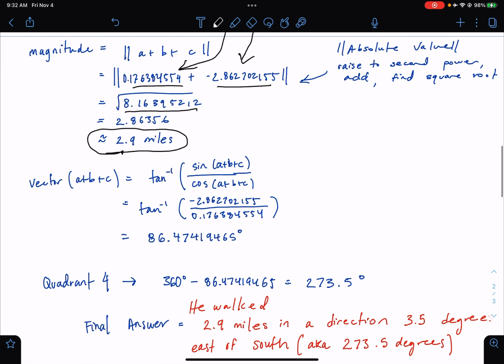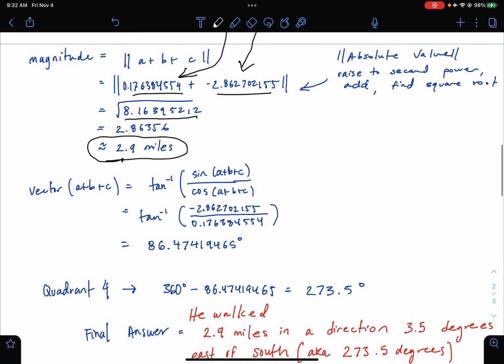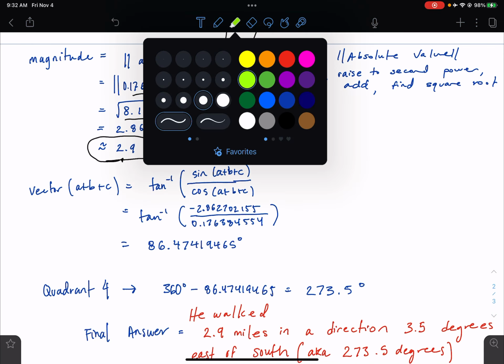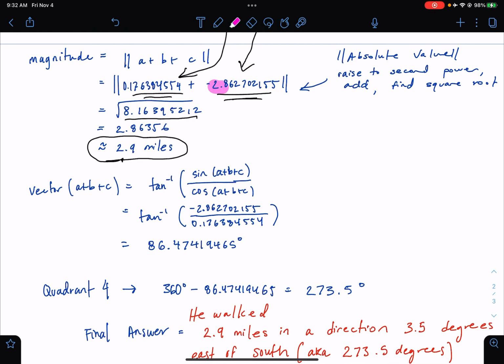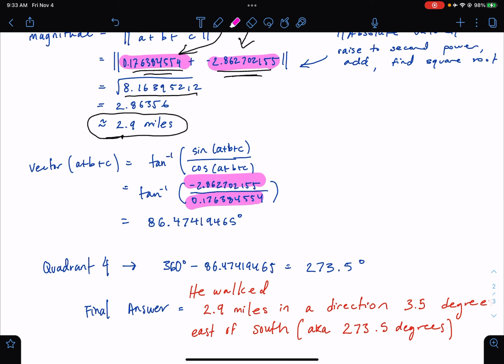And then to find the angle, I just plugged in our cosine and sine sums, and I found the tangent, and I plugged it into my calculator, finding the inverse tangent. As you can see here, these two numbers, I plugged into here, and it gave me 86 degrees. And it was actually negative.